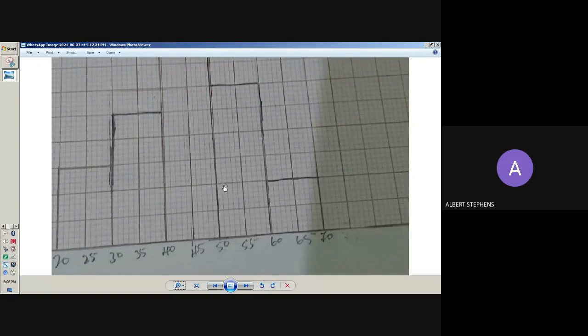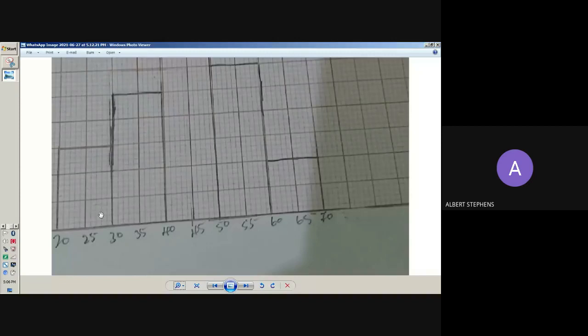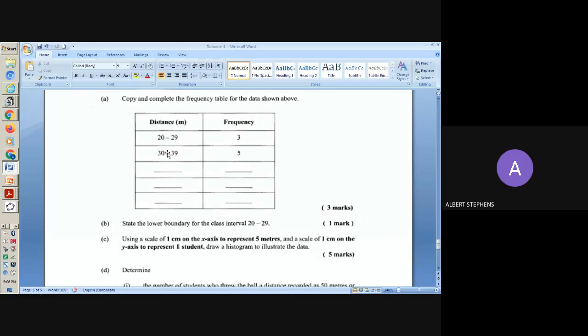But anyways, one error is that it wasn't in between. For example, you have from 30 to 40, but it's actually from 29.5 to 39.5. So you have from 30 to 40, 40 to 50, 50 to 60. We're not using the 20 to 29 and 30 to 39. We're using the other one, the class boundaries.